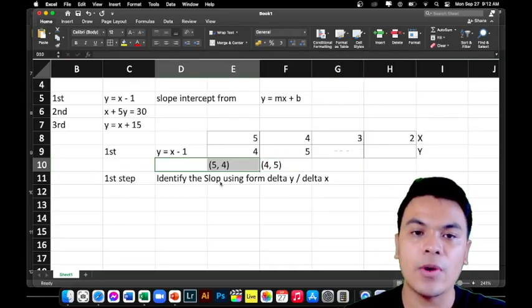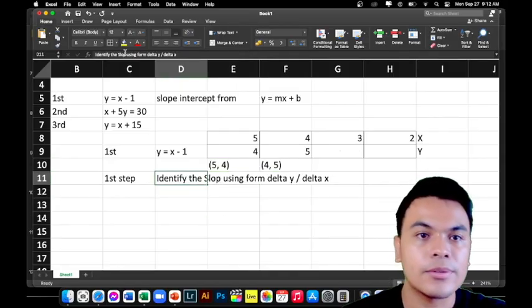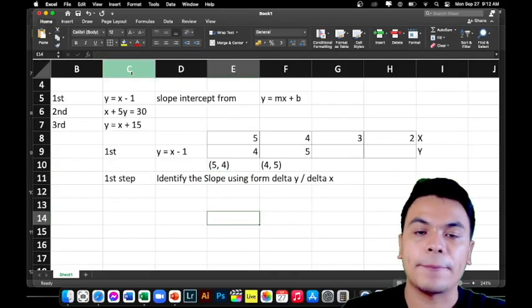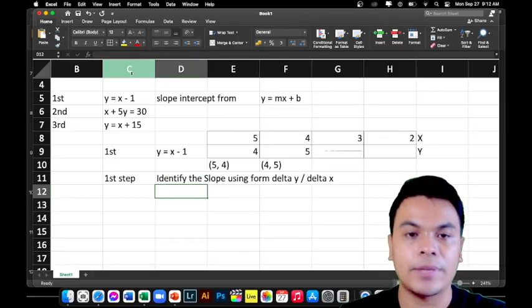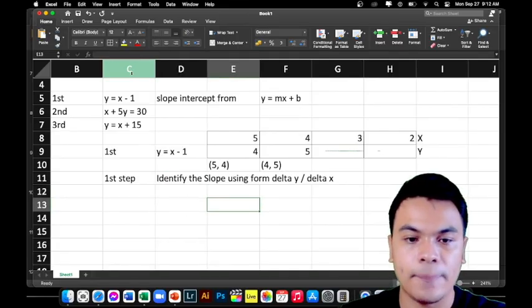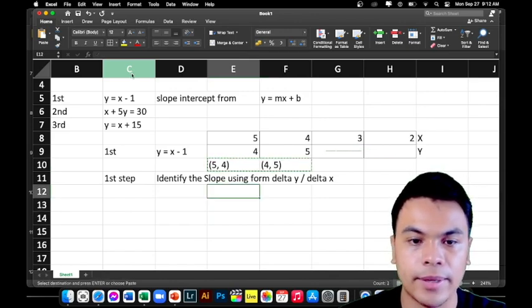Okay, so we now have two coordinates. So we can now compute for the slope. I'm spelling out my slope. Ayan, delta y versus delta x. Here are our two coordinates. I'll copy paste here.